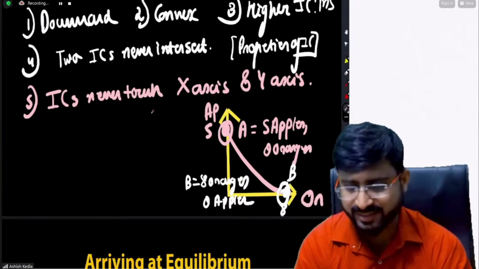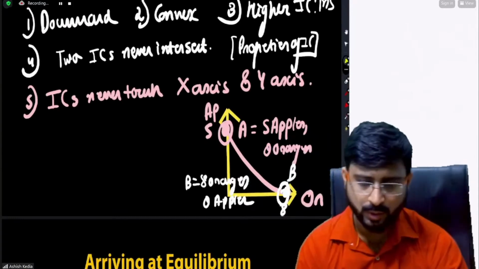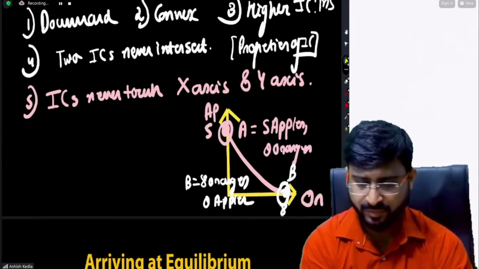Indifference curves never touch the x and y axis. This is the fifth point. Hopefully you have written it down. Now, let me explain.